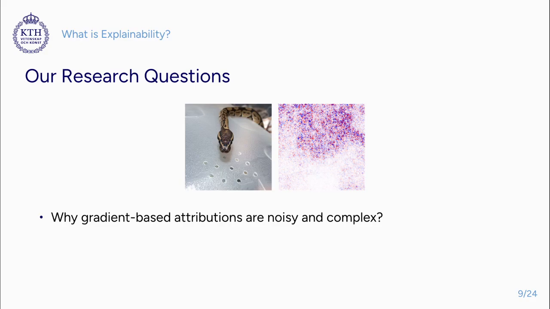So to reiterate our research questions in this work, the first thing that we observed is that if you use raw gradients, no low-pass filtering, the gradient-based attribution becomes very complex and noisy, hard to understand. The first question is why does such a thing happen? Why are gradient-based attributions very complex? Maybe another way to put this question is, what is the source of this complexity?